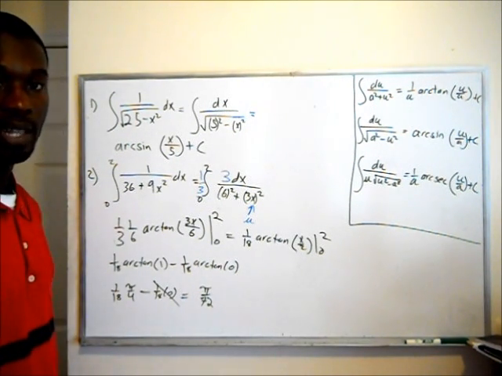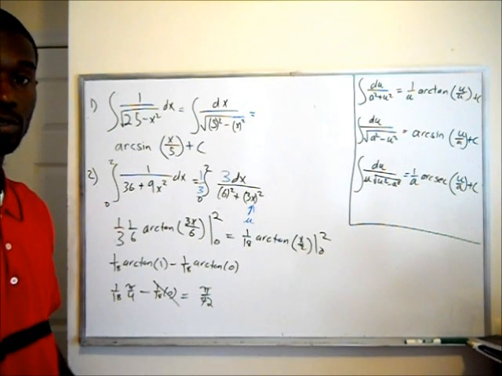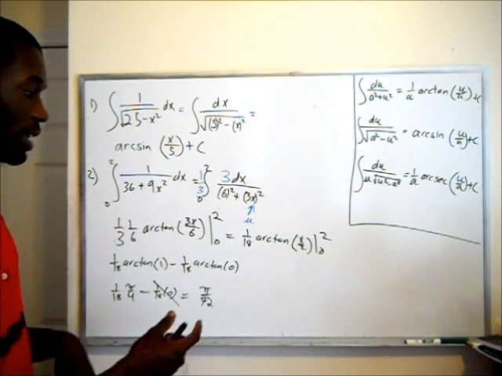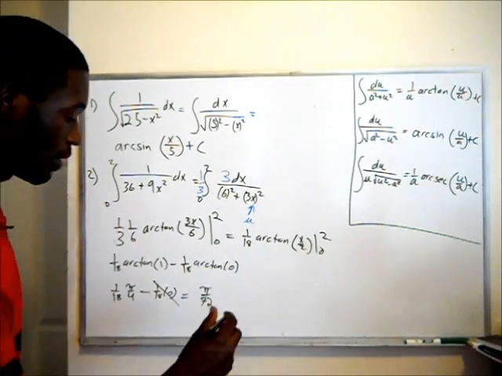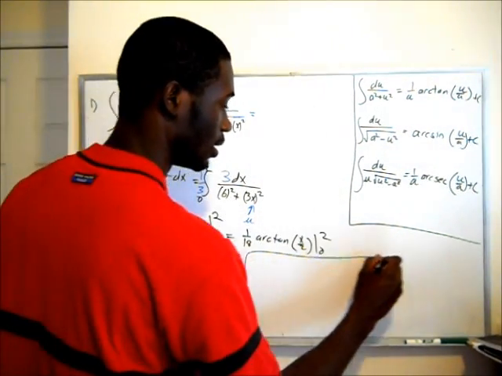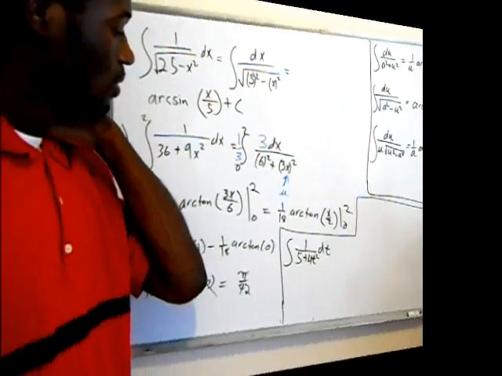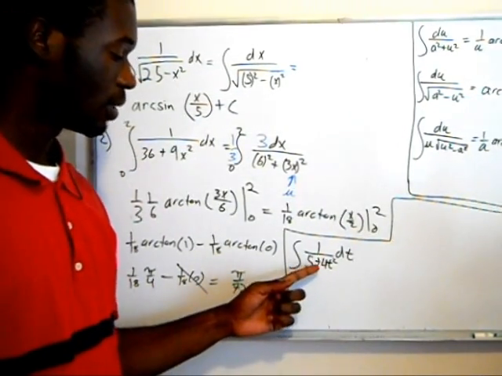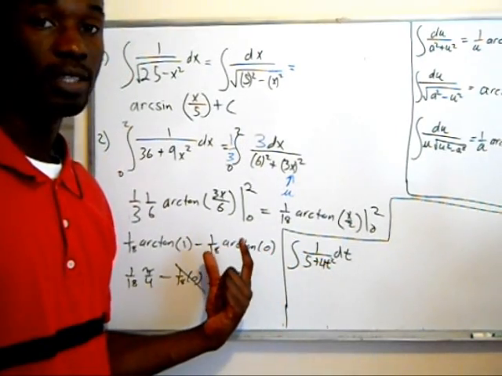Most of the examples I'll be doing will be indefinite integrals, but I just wanted to show you how to evaluate it. You just follow the same method. Once you get your final answer, just plug them in. Alright, let's do number 3, another basic one. This is the next one, and it's a fraction again, so it's going to be 5 plus 4t squared as my denominator.